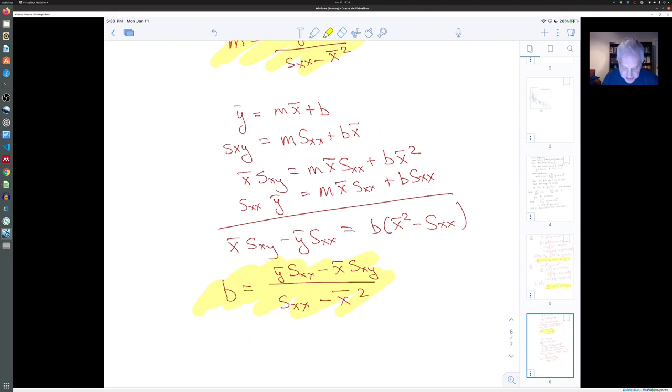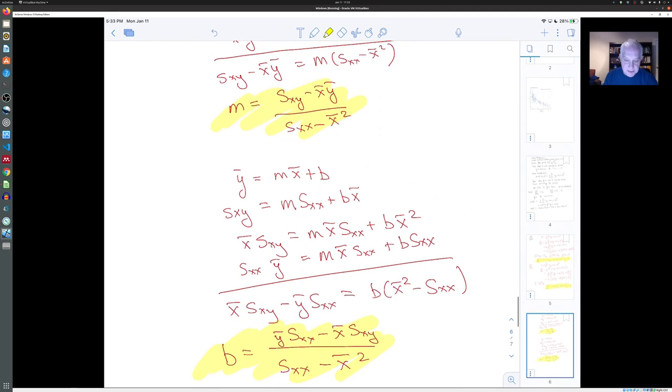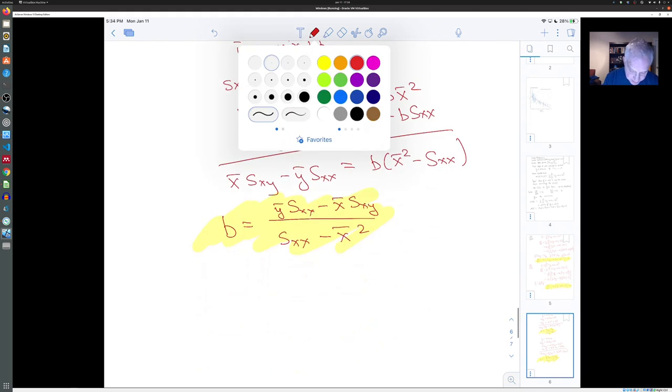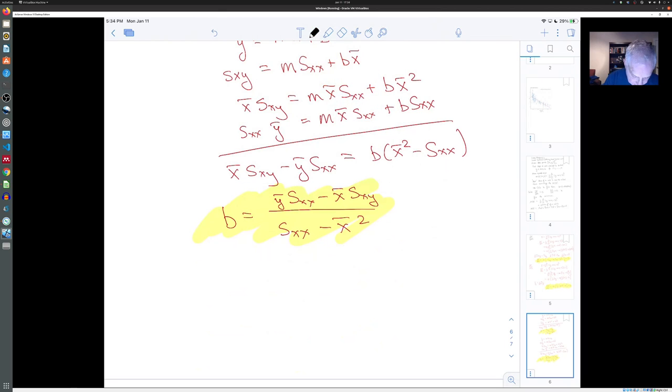So this gives you, in terms of the sums of the various products and the averages of the variables that you've got, the formula for the line of best fit. And maybe in conclusion, the only thing we should watch out for is this denominator. The denominator better not be zero. Well, what happens if it is zero? How could that happen? Well, you have to remember what these things are.